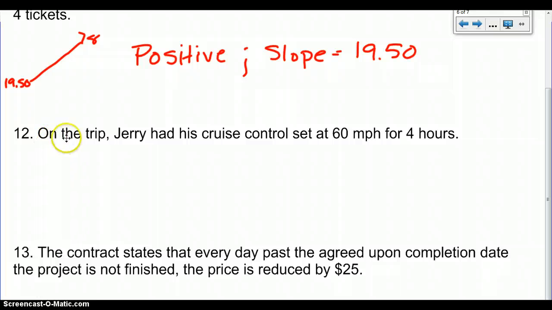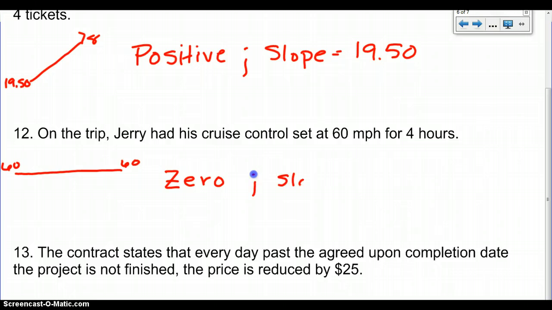So number 12, on the trip, Jerry had his cruise control set at 60 miles per hour for 4 hours. So his entire trip, he was going 60 miles. So he was going 60 here, and he was going 60 here. So if you look at your slide, it's going to be a horizontal line, and we know a horizontal line has a slope of 0. So we have a 0 slope, and our slope will equal 0. Hopefully you guys understood that one.